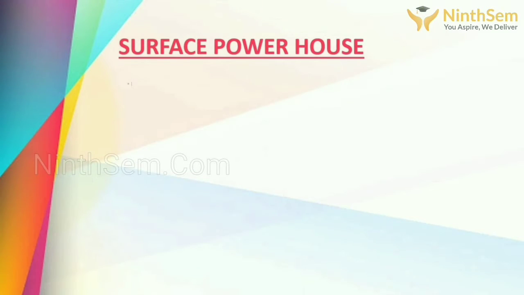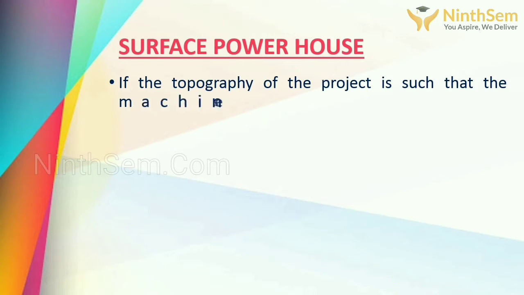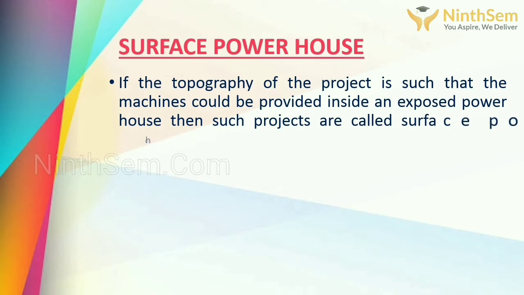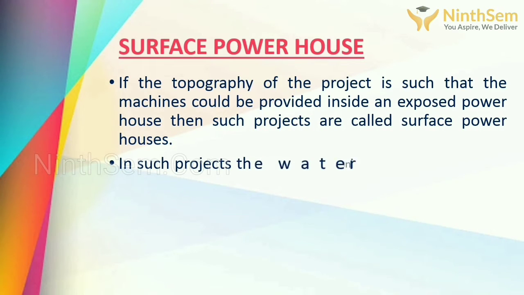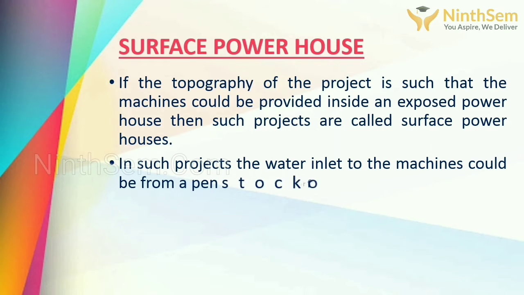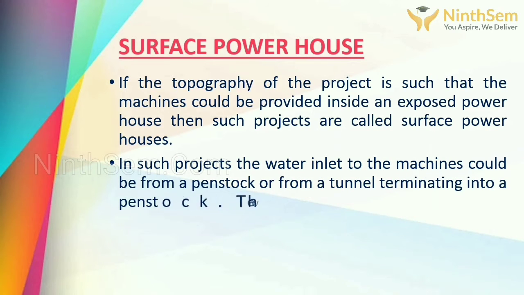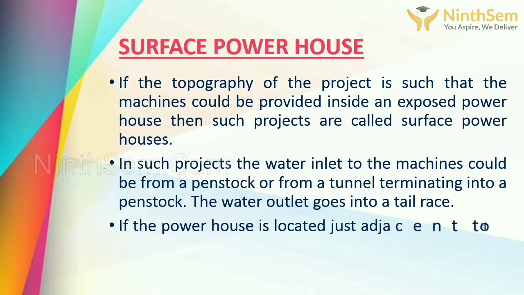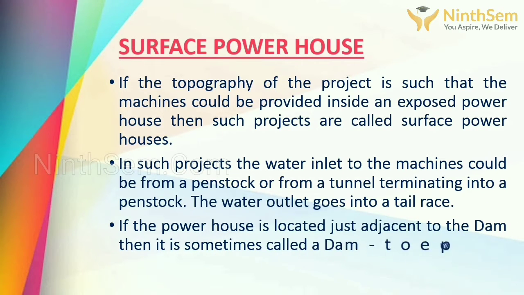While moving towards the surface powerhouse, it has a topography of project in which the machines can be provided inside the exposed powerhouse. The water inlet to the machine could be either from the penstock or from the tunnel terminating through the penstock. In this powerhouse, the one located adjacent to the dam is sometimes called a dam toe powerhouse.